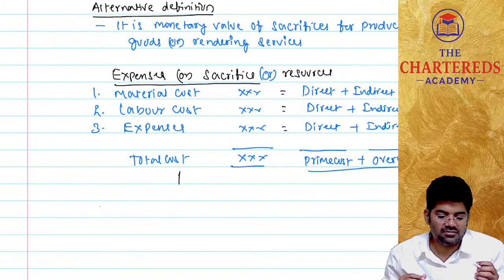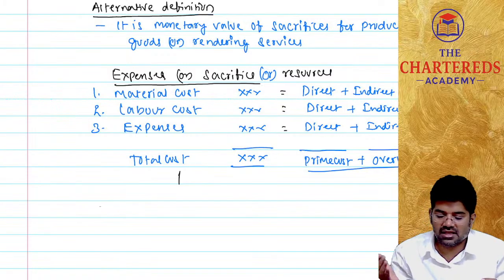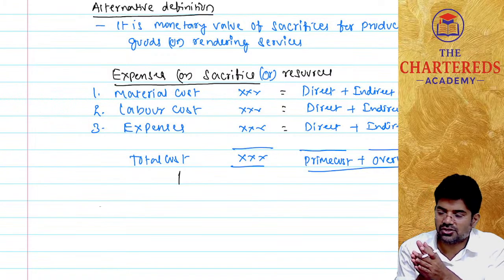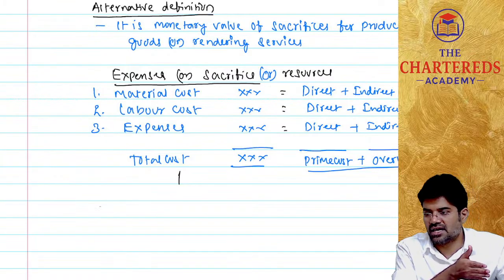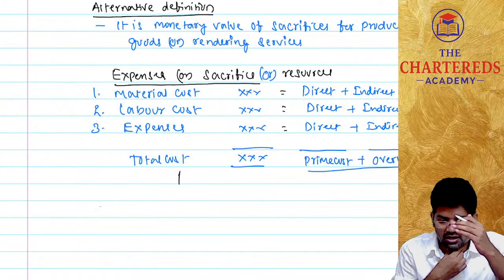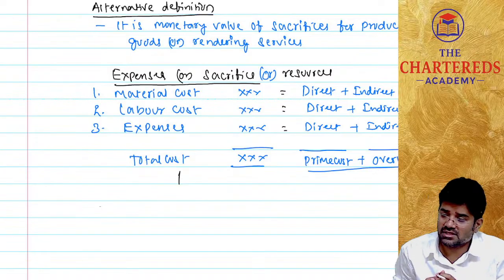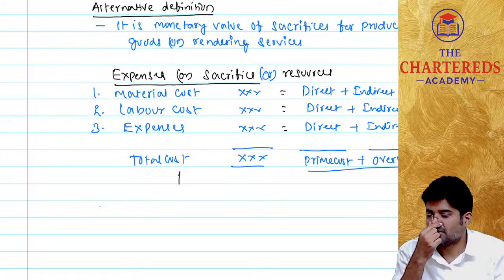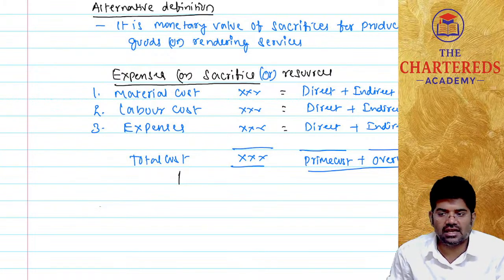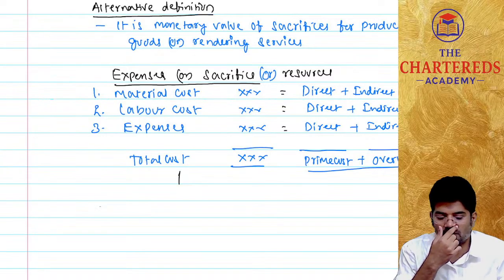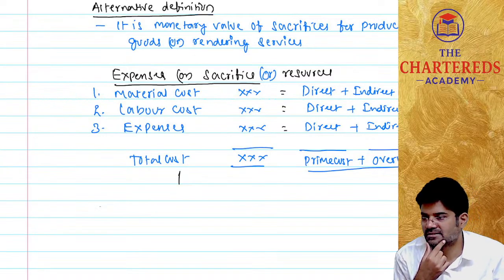Now, all this material, labor or expenses, based on traceability, we can classify them as direct or indirect. All direct forms of cost, if you add, we get prime cost. If you add all the indirect forms of cost, we call them overheads.